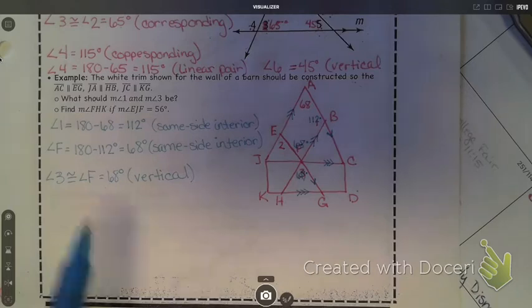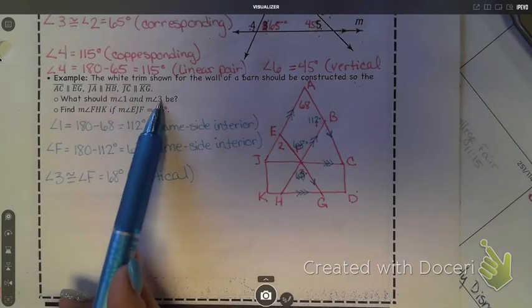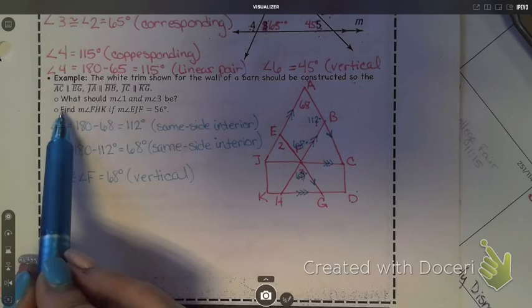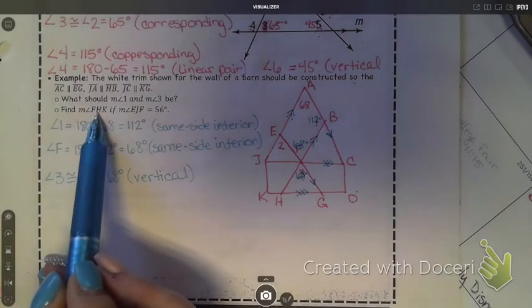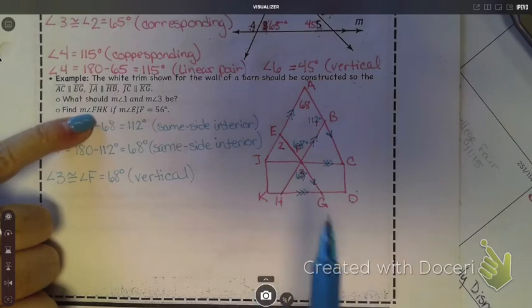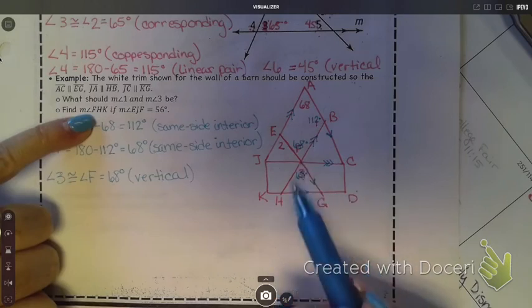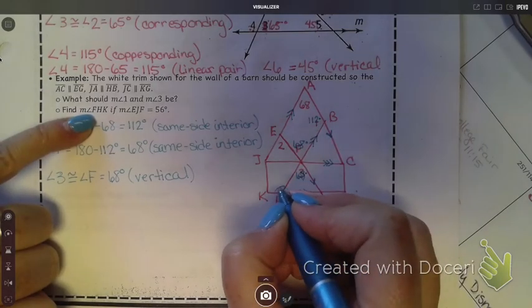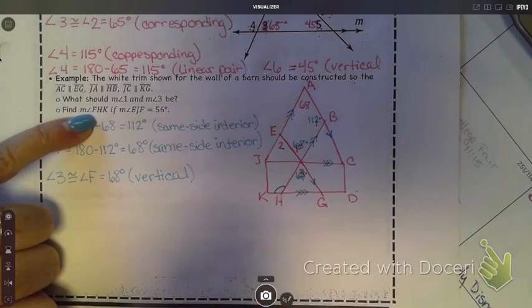Okay. So it just asked for measure of angle 1 and angle 3, didn't it? I want to find angle 2 right now because I know what it is, but it doesn't ask me for it. So it wants to find FHK. So F, got to find F, middle. FHK, so that would be this angle, wouldn't it? We got to find that angle.